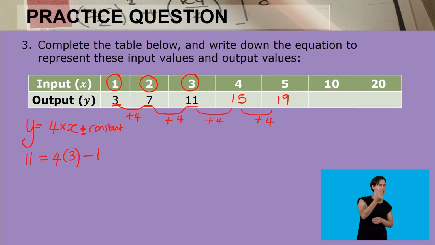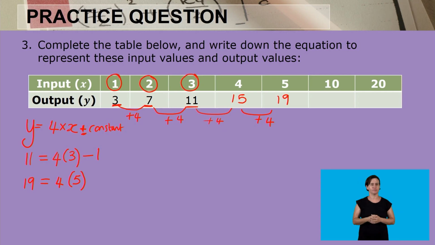Let's check with another input and output value to see if we are correct. We can go and take the input value of 5, which gave us an output value of 19. So we know that we are going to take 4, which is our constant difference there. We're going to multiply it with the input value of 5. And we are going to see what constant we need to add or subtract to get to that 19.